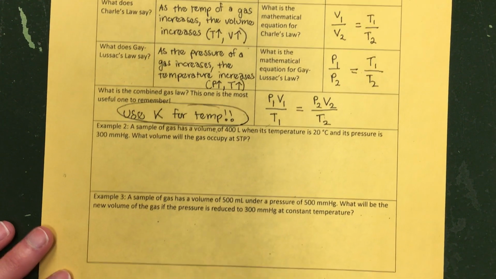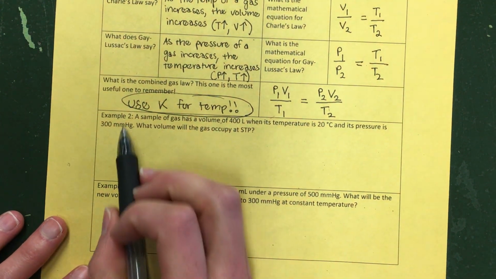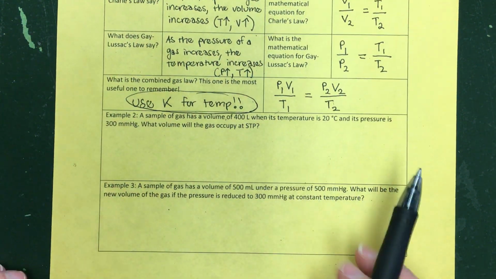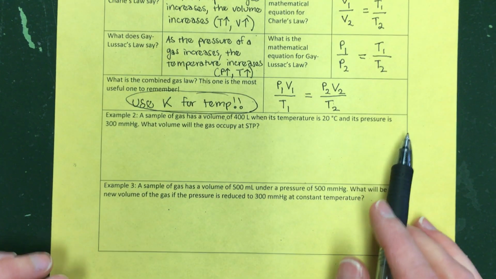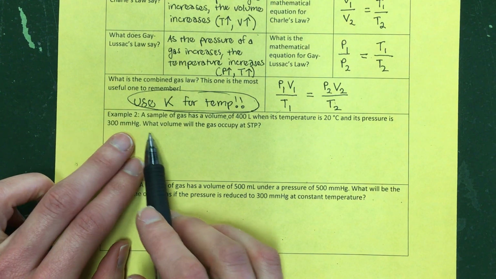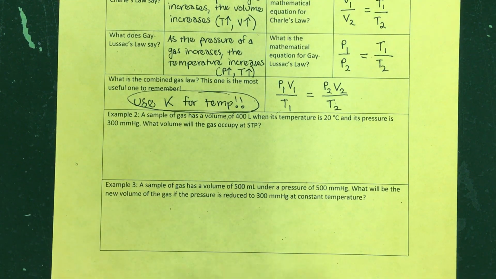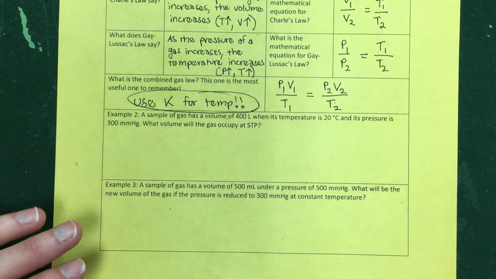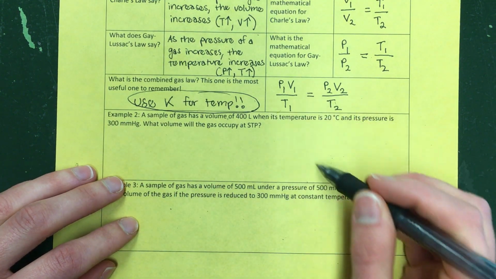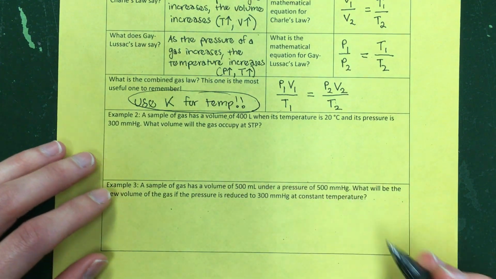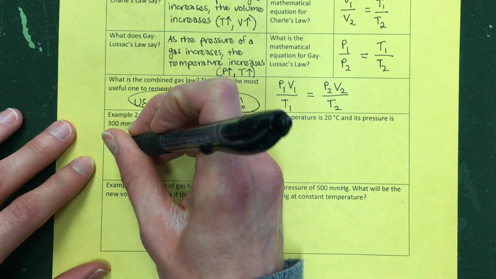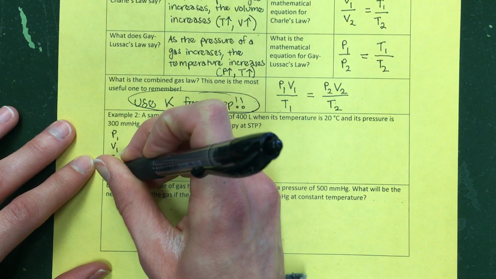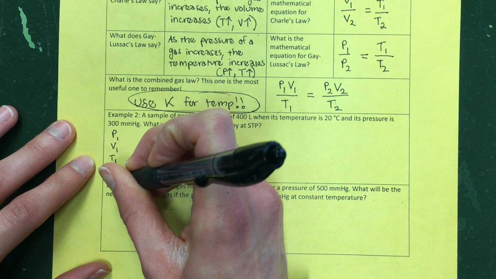Okay, so let's look at this next example. A sample of gas has a volume of 400 liters when its temperature is 20 degrees Celsius and its pressure is 300 millimeters of mercury. What volume will the gas occupy at standard temperature and pressure? So what's useful before we start plugging stuff into the equation is to figure out what all of these numbers are. So let's just write P1, V1, T1, P2, V2, and T2.